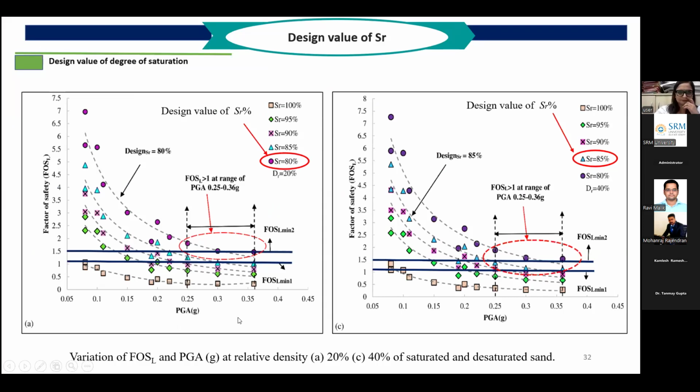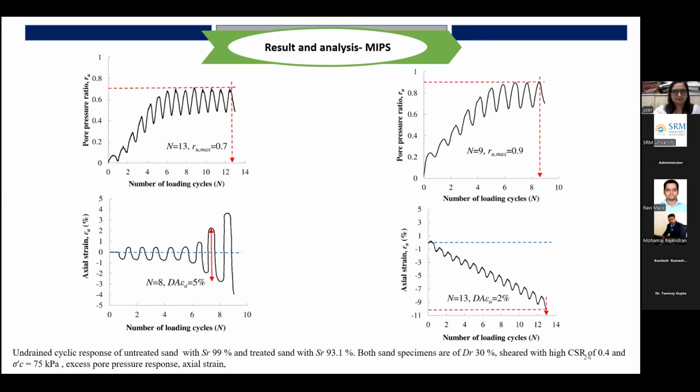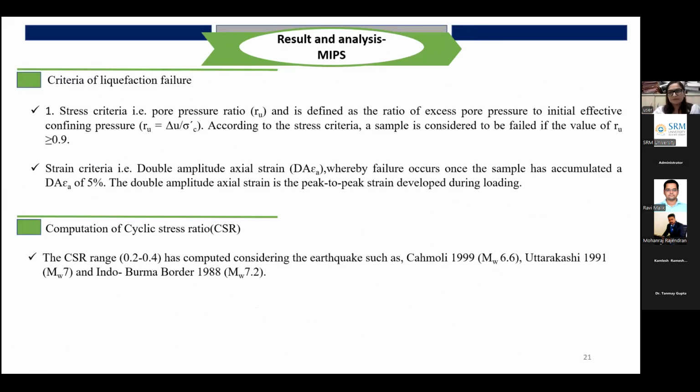So actually, you remember earlier we took the whole process with 3 earthquakes: Chamoli earthquake, 6.6; Uttarkashi, 7; and Indo-Burma, 7.2. So this is the range we have selected. For these magnitudes, the corresponding CSR value is 0.2 to 0.4. So this is our input parameter for the cyclic study. So this covers close to 6.5 to 7.5.